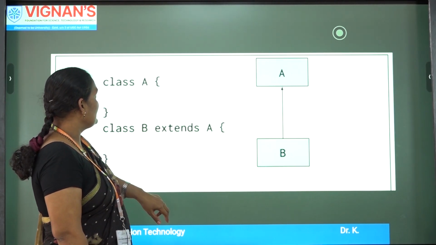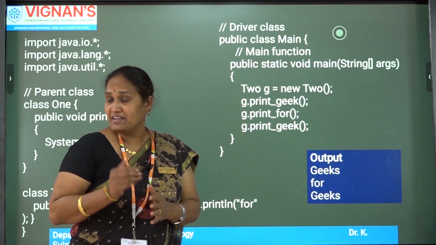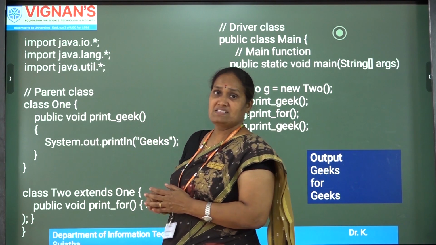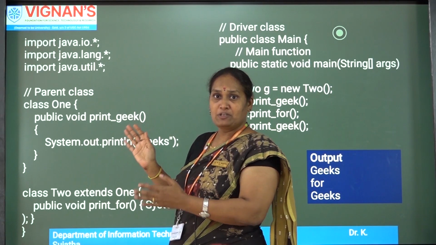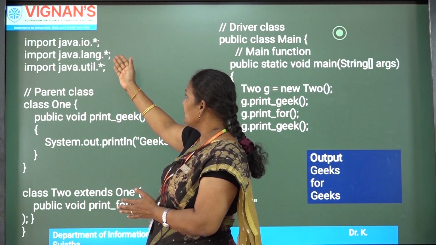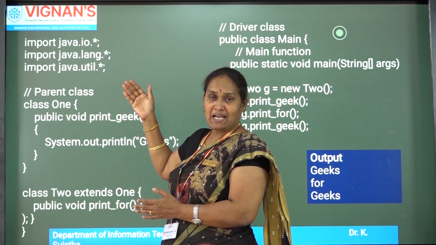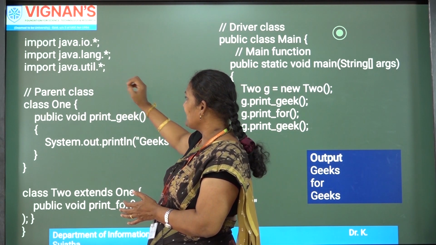Now we will see an example program for single inheritance. Here you can see a Java program. All these are the import statements. For the execution of this particular program, we need to import some packages: java.io, java.lang, and java.util. These are the IO package, lang package, and util package that we are importing.